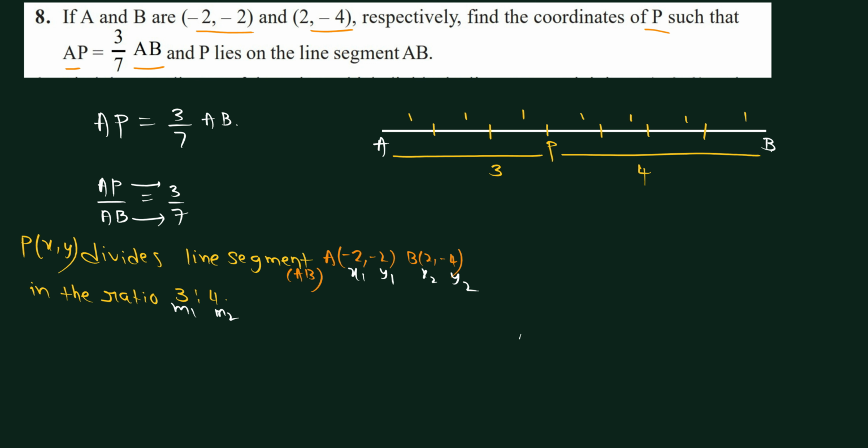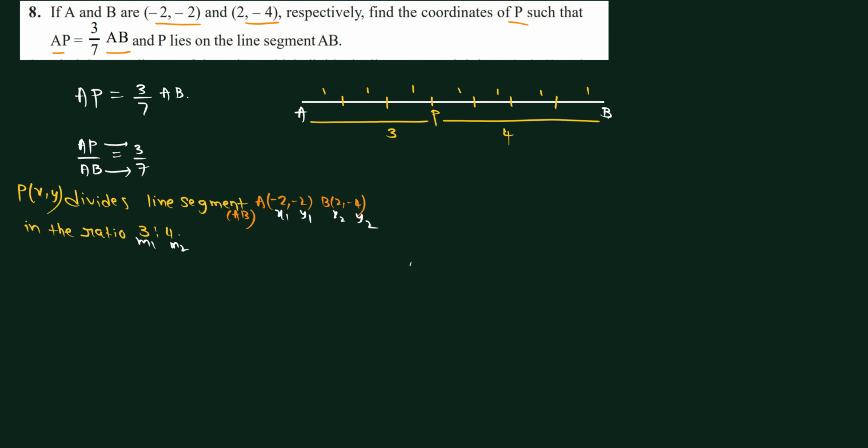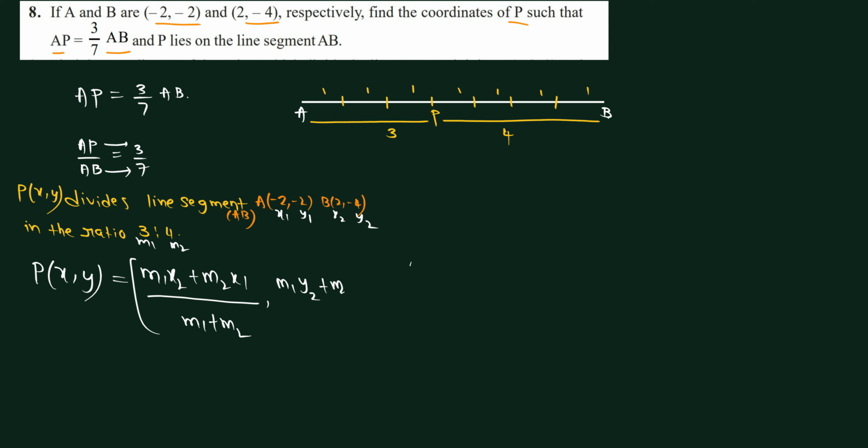Okay, use the section formula. What is the section formula? P(x, y) equals (m1 x2 + m2 x1) by (m1 + m2). The next one is (m1 y2 + m2 y1) by (m1 + m2).